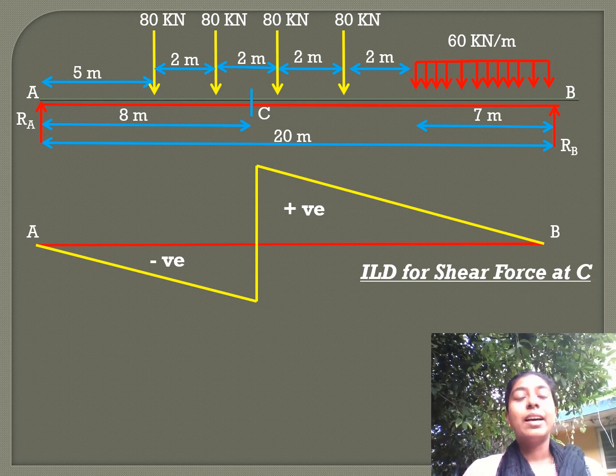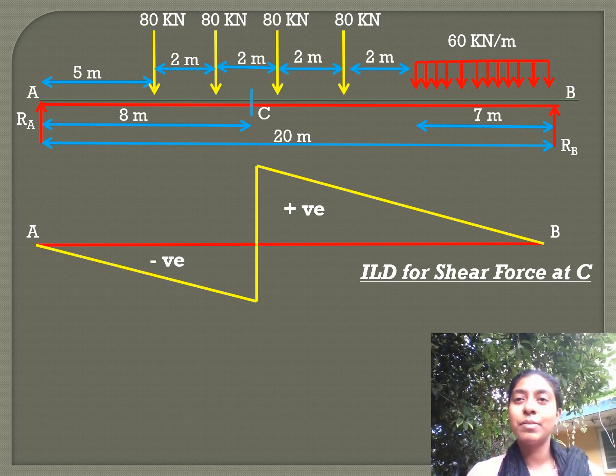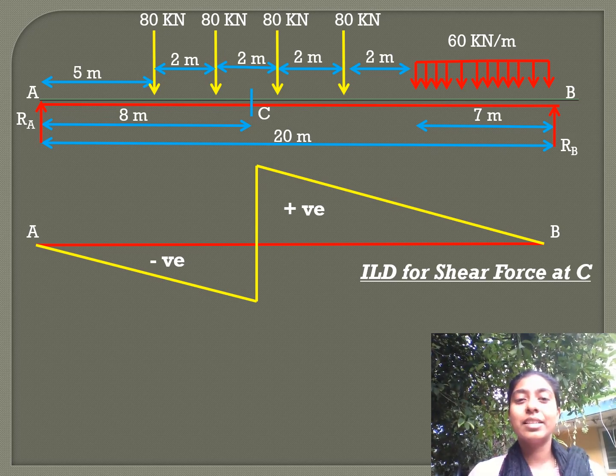Now, we are asked to find two things. One is the shear force at point C, or the shear force at a distance of 8 meters from the support A, and the bending moment at a distance of 8 meters from support A. So, the section C is taken at a distance of 8 meters from the support A.